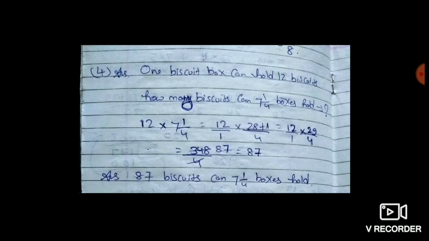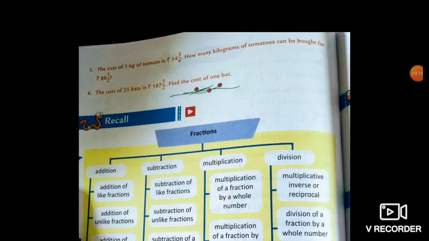Here if you want to use the cancellation method, you can. 4 eighty-sevens are 348 and our answer is 87. So write in a sentence: 87 biscuits can 7 integer 1 upon 4 boxes hold. So this is our answer. Next I am going to explain the sixth question, the last question from this exercise.